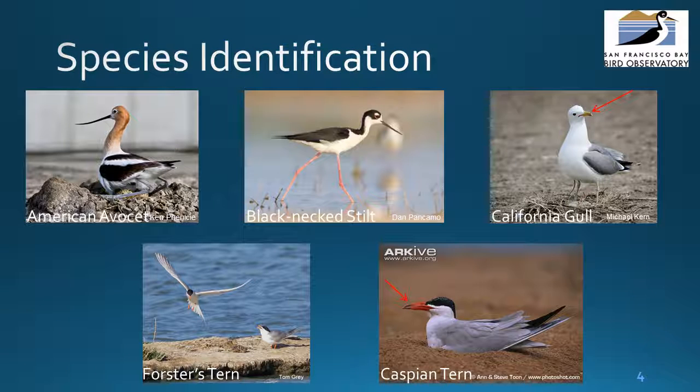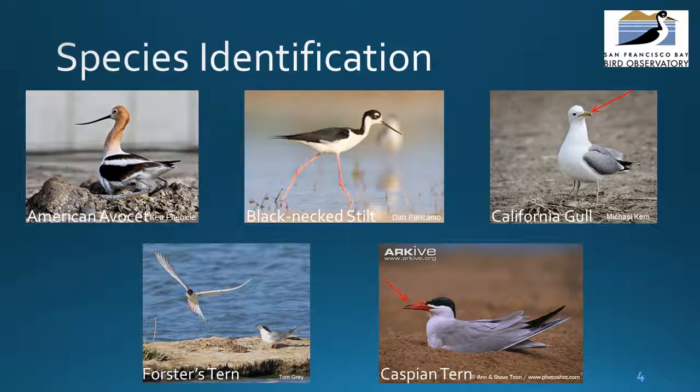The species you will be looking for when filling out these datasheets are American avocets, black-necked stilts, California gulls, Forster's terns, and the Caspian terns. There are key characteristics to look for when identifying each species. American avocets are large shorebirds. They have long legs, a long upturned bill, black and white upper parts, and a rusty or gray neck and head. Black-necked stilts are large shorebirds.